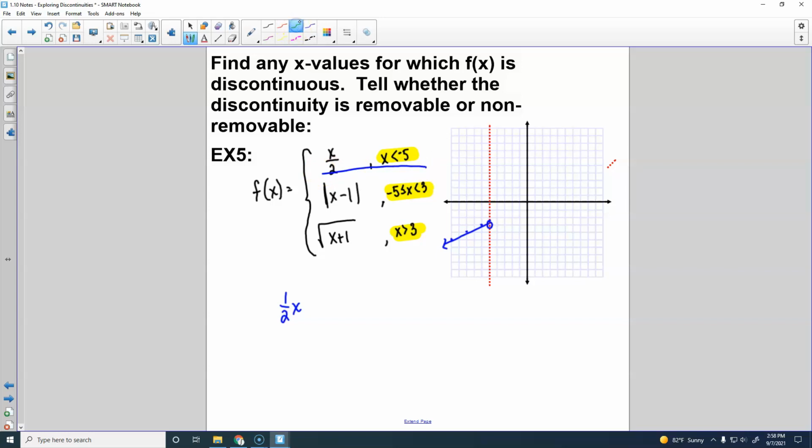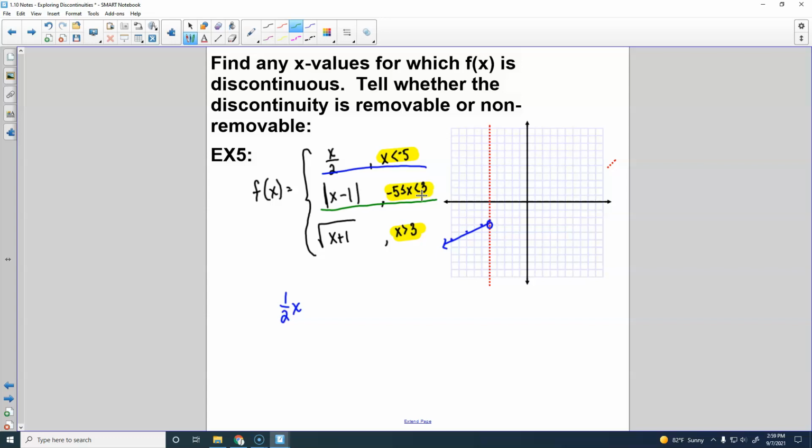I'm going to use a different color for the next piece. It's not part of the graph, it's just a vertical line at x equals -5. The line has a y-intercept of 0 and a slope of 1/2. It gets an open circle because your x is less than -5 does not have an or equal to with it.